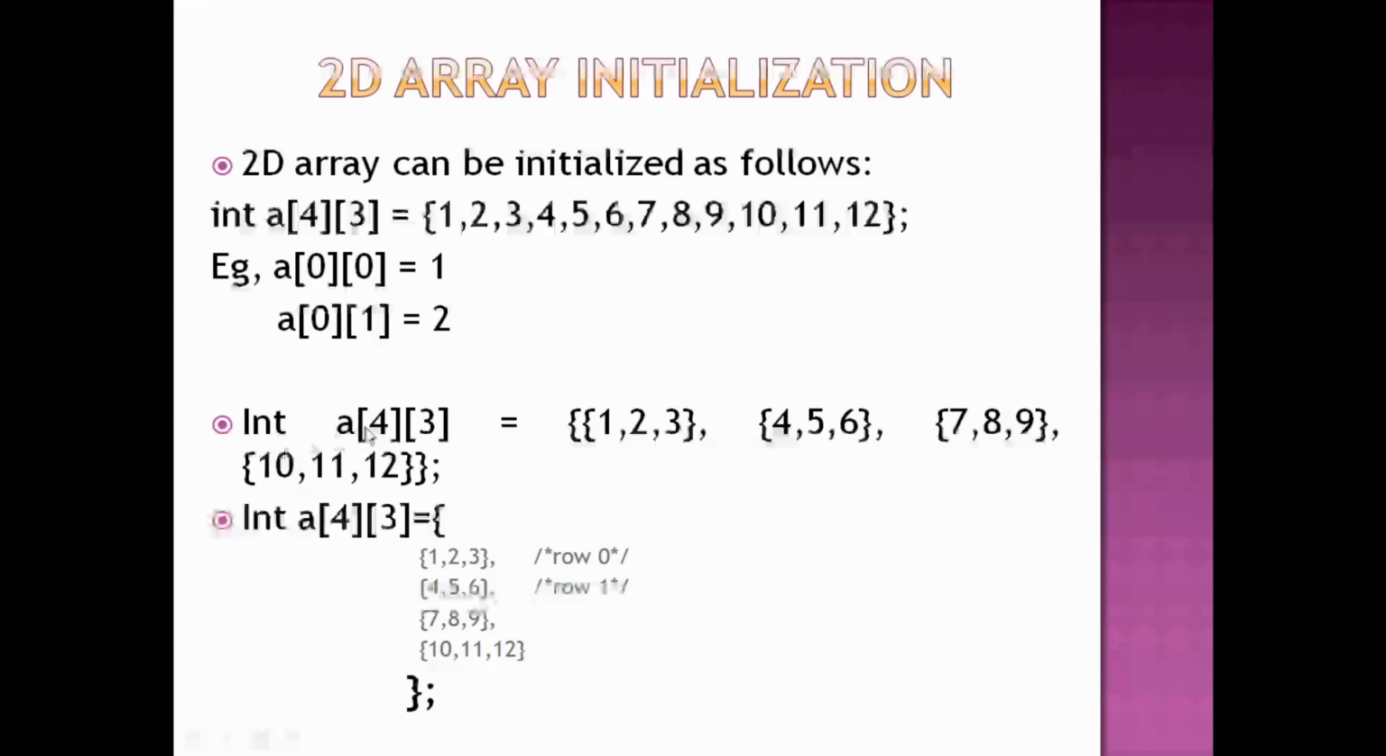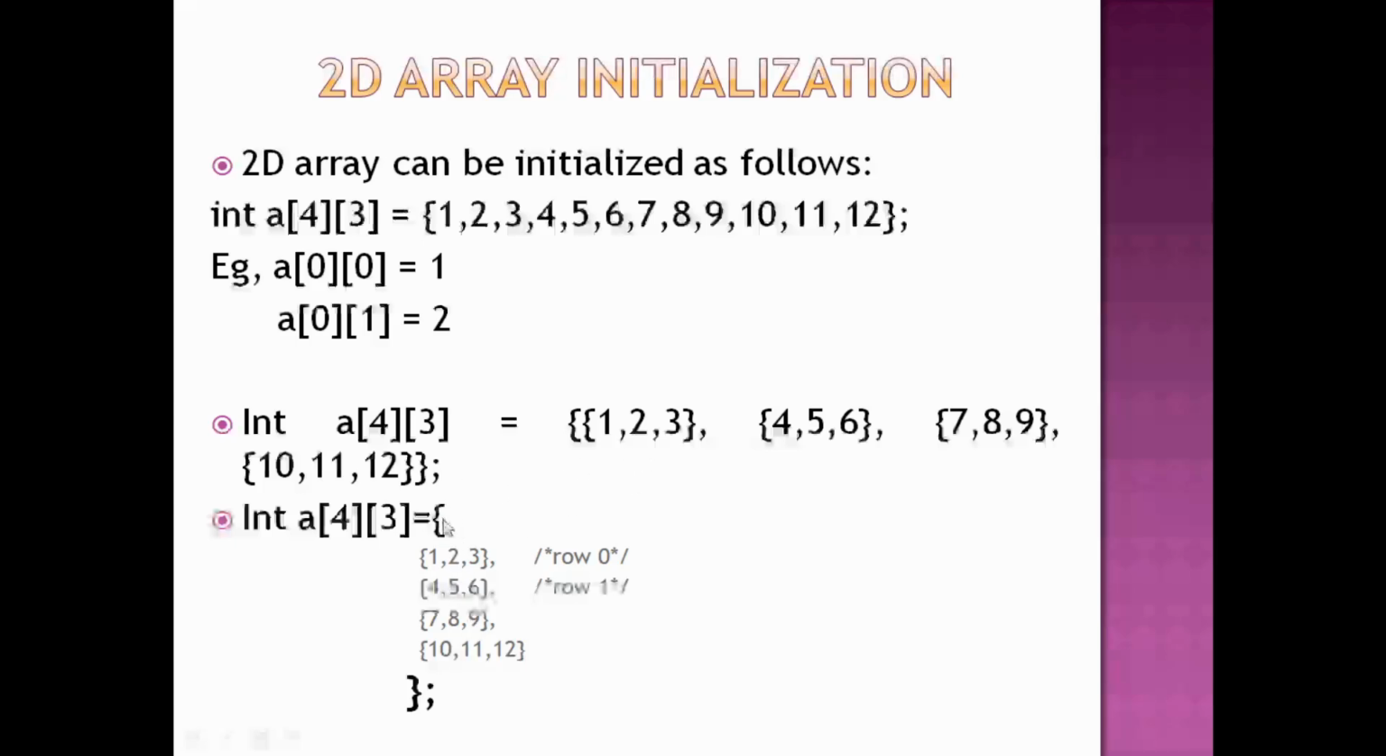If the array is initialized like this, see in the second way, a 4 by 3 I have written like this in the bracket. Here it's a more proper notation, because here every row you can represent in separate curly braces, so that it is clearly visible. So the first row is 1 2 3, second row 4 5 6 in the curly brace, third row 7 8 9, and the fourth row 10 11 12, and then you close this curly brace and semicolon.